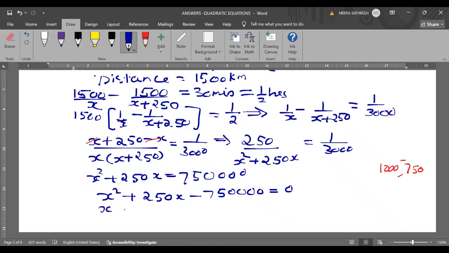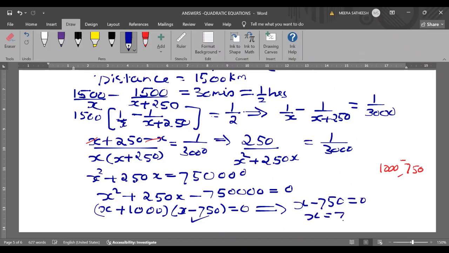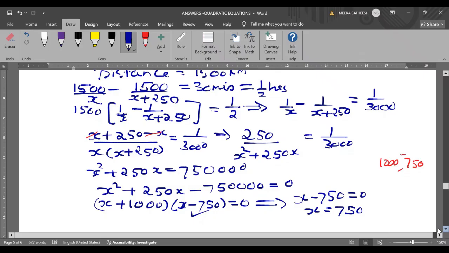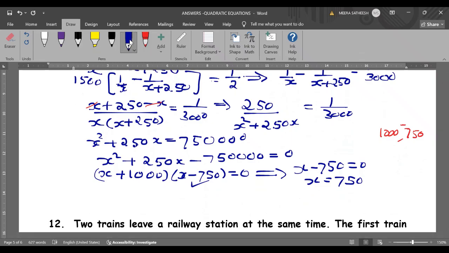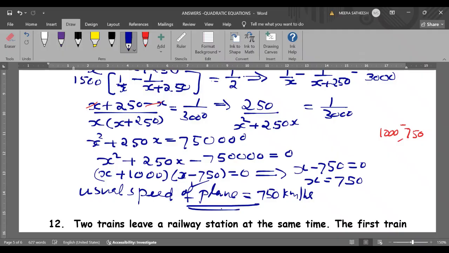So x plus 1000 into x minus 750 equal to 0. So x plus 1000 equal to 0 means x will become minus 1000. So that we need not take. So only this we will consider. So x minus 750 equal to 0. That means x equals 750. So we can conclude that the usual speed of the plane is 750 kilometers per hour. That's all.